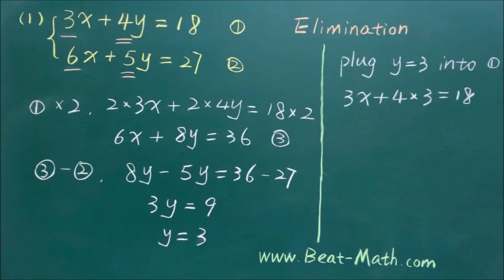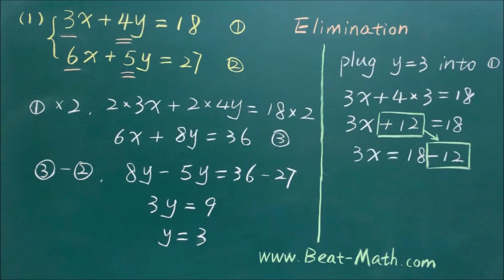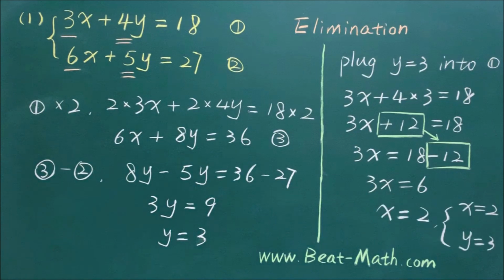3x plus 4 times 3 equals 18. 4 times 3 is equal to 12. Move 12 to the other side and get minus 12. If you're not familiar with this transposition trick, check the link in the video description. Okay, 18 minus 12 equals 6. 3x equals 6, so x equals 2. The solutions are x equals 2 and y equals 3, and that's it.